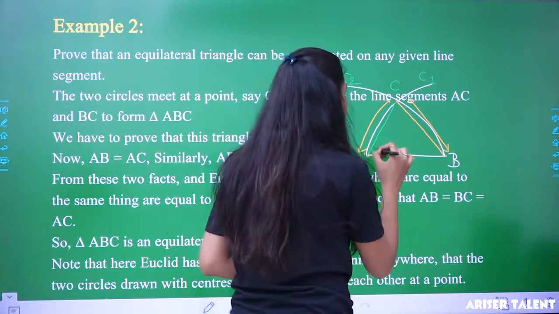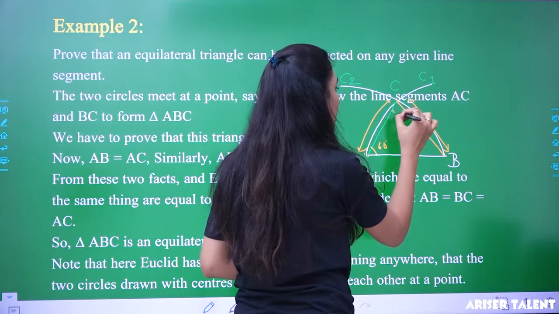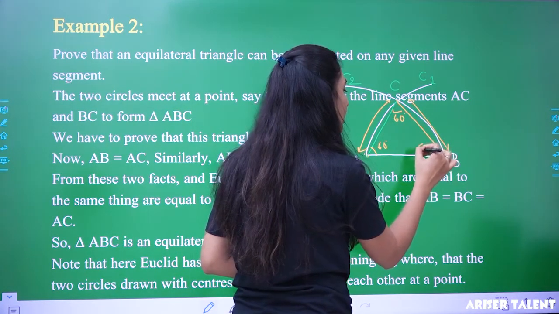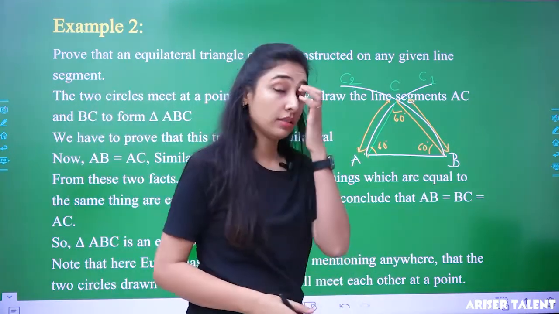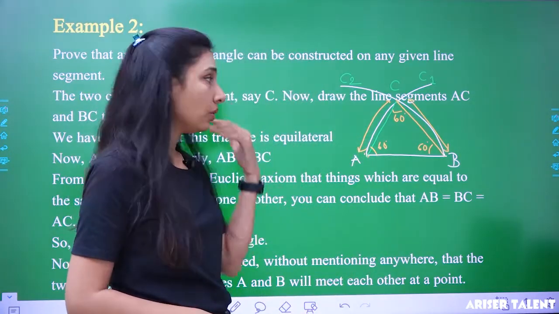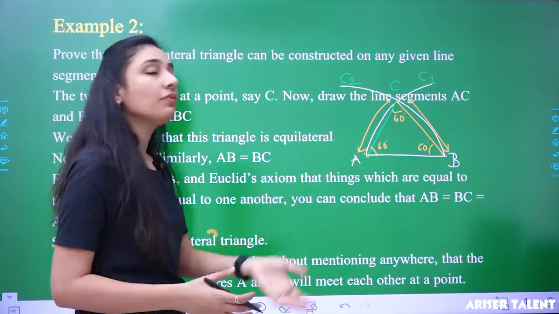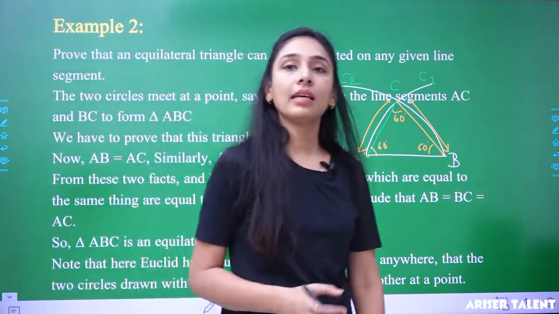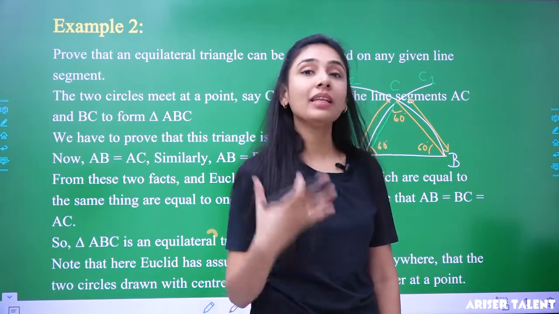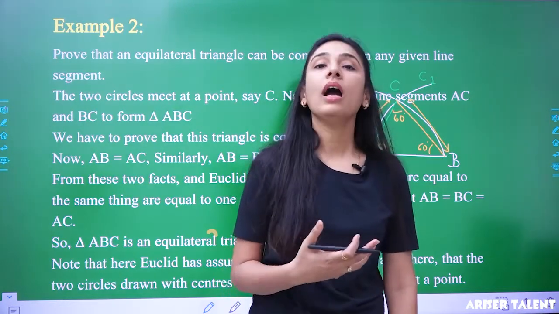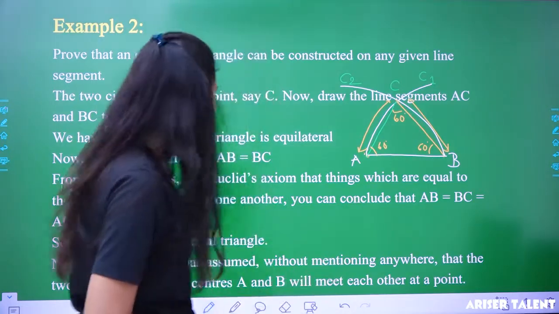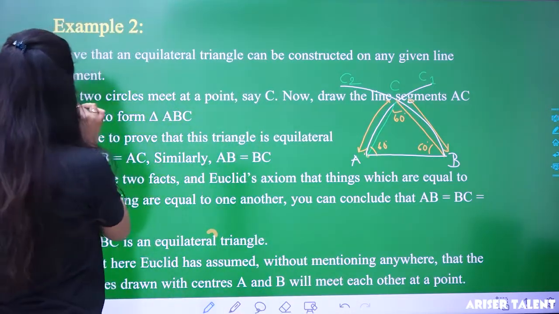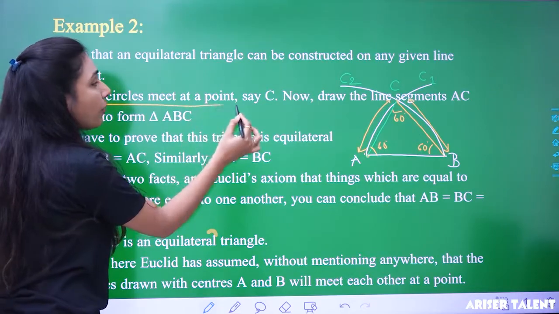So here it is 60 degrees, 60 degrees and 60 degrees. Why? Because the sides are equal. So it's an equilateral triangle. That means if you are given any line segment, then you can draw an equilateral triangle on that. Is it clear to you guys? Okay, so here the two circles meet at a point.